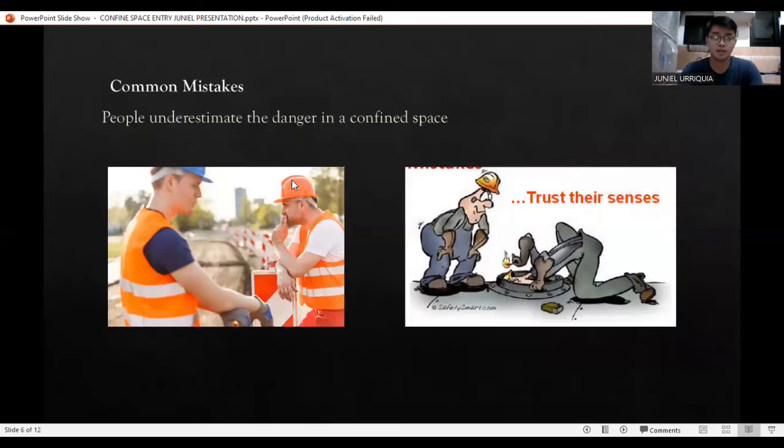Common mistakes. People underestimate the danger in a confined space. Nakita nyo naman sa mga pictures na yan mga parang careless na workers na nag-i-smoke, alam na nila na bawal mag-smoke sa area. And then nakita nyo naman sila, masyado silang careless talaga.